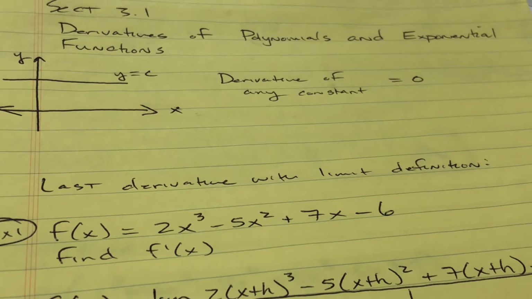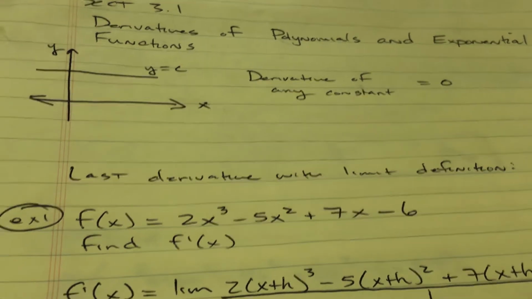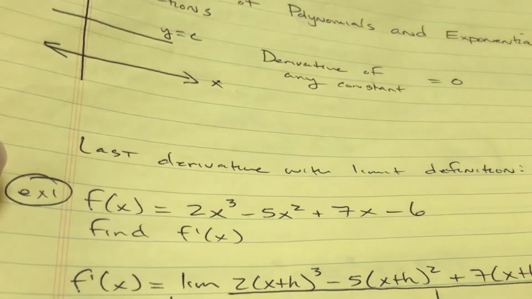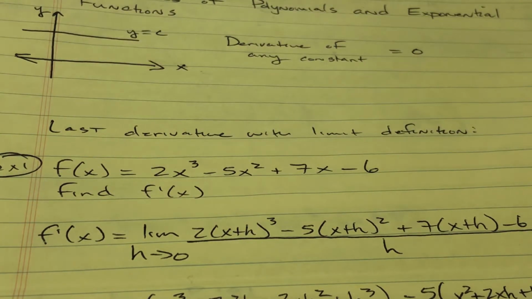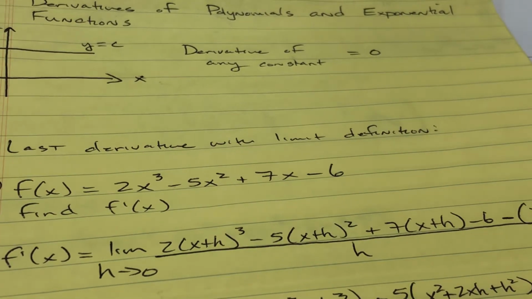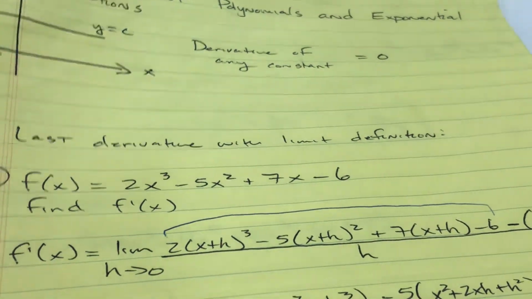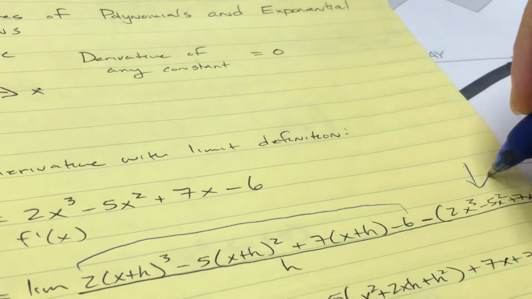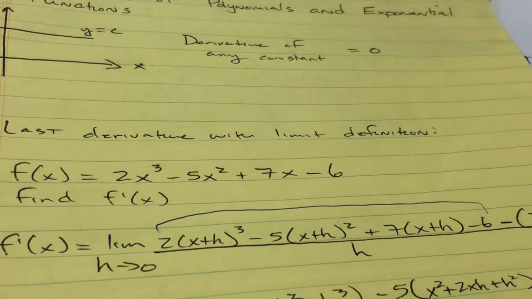The last derivative with the limit definition, given f of x is equal to 2x to the third minus 5x squared plus 7x minus 6. Find f prime of x. So again, f prime of x is the limit as h goes to 0 of f of x plus h minus f of x, divided by h. Make sure to put all that in parentheses, subtracting all that, and dividing by h.